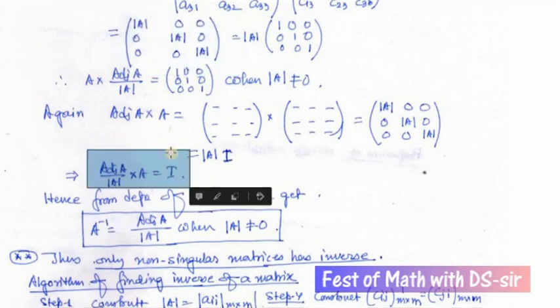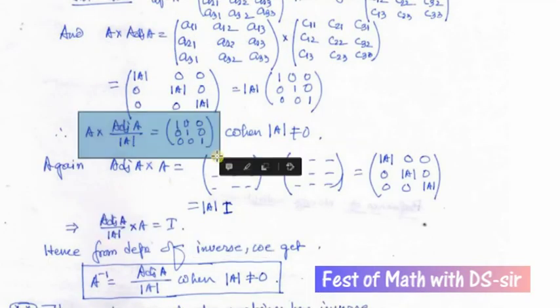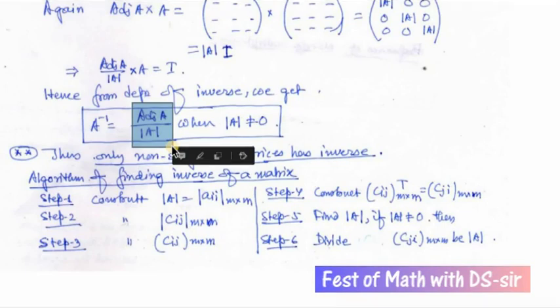Now see, this is I and this is I. So from the definition of inverse, what do we get? A inverse is adjoint A by det A, when det A is not equal to 0. So only non-singular matrices have their inverse.